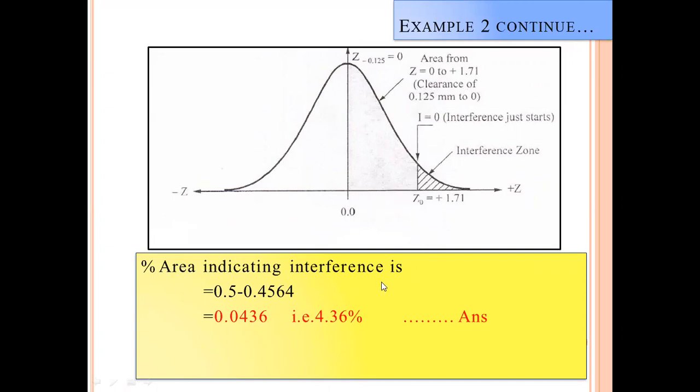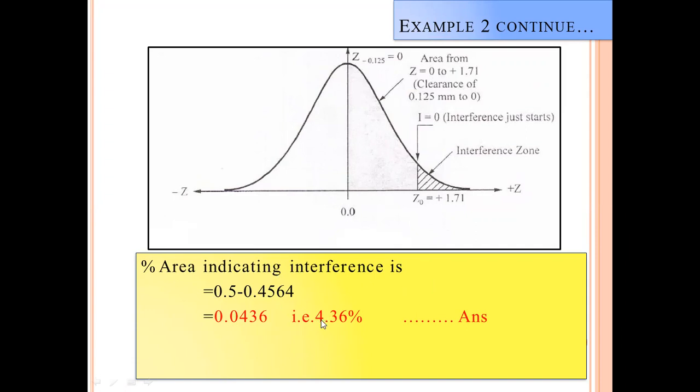So the percentage of area indicating the interference is 50% minus this interference zone. We subtract it, that will be 0.4564. So whenever we subtract it from half of the area, we will get the percentage of area indicating interference. The total area under the standard normal distribution curve will be 1. Therefore, half will be 0.5 minus the area for Z equal to plus 1.75. For Z0, the area will be 0.4564. So taking the subtraction of these two, we will get 0.0436 as the area indicating interference for that particular component.